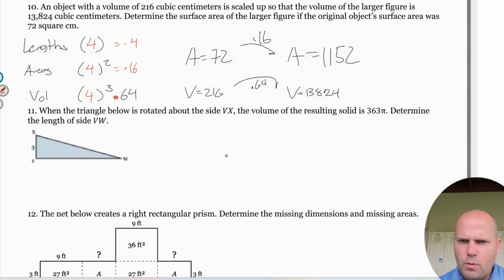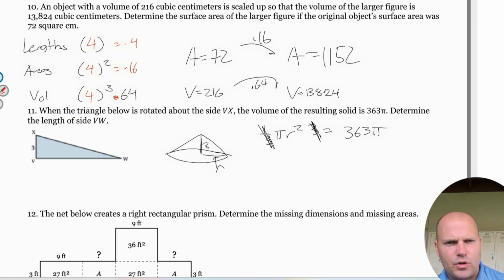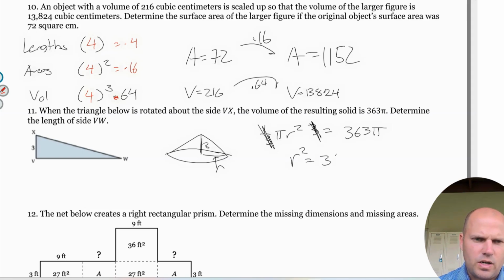Oh, cool. So when we spin this, it creates a cone. And what we're missing is the cone's radius. We have the cone's height. So 1/3 pi r squared, I don't know what r is, times H, which is 3. Oh, look at that. Equals 363 pi. Well, the 1/3 and the 3 will go away. There's other ways to handle the 1/3 and 3. You're fine. I'm going to divide by the pi, and I'm going to get r squared equals 363. That means r is going to be the square root of 363.